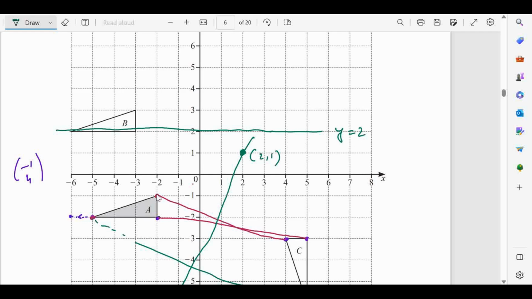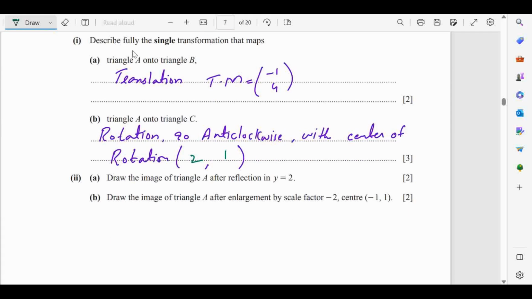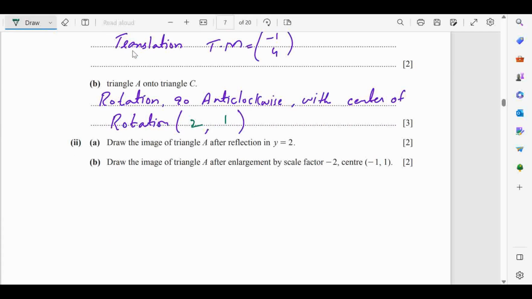Now the reflection of this A, 1, 2, 3, 1, 2, 3. This will be the corresponding point. Now here 1, 2, 3, 4, 1, 2, 3, 4. So this will be the reflection of the point of triangle A in y equals 2. Let's try to find out the other one. Draw the image of the triangle A after enlargement by the scale factor -2.